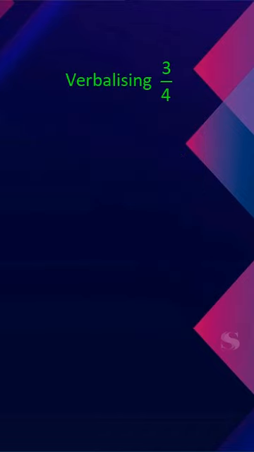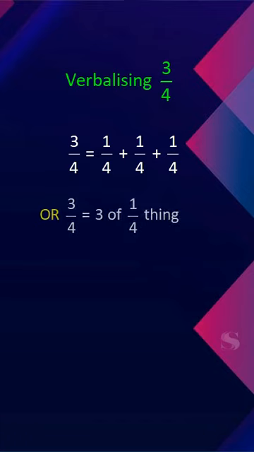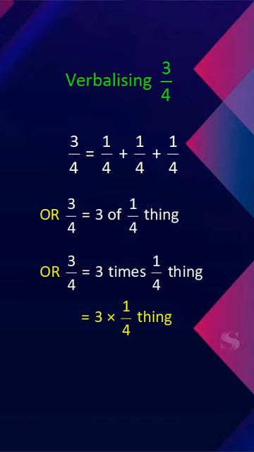Let us now verbalize 3 by 4 as a fraction. Carefully read the different ways 3 by 4 could be read. 3 by 4 is the sum of 3 of 1/4, and it is also 3 multiplied by 1/4. Recall, multiplication is the repeated addition of the same thing. Here 3 by 4 is 3 times addition of the same 1 by 4.